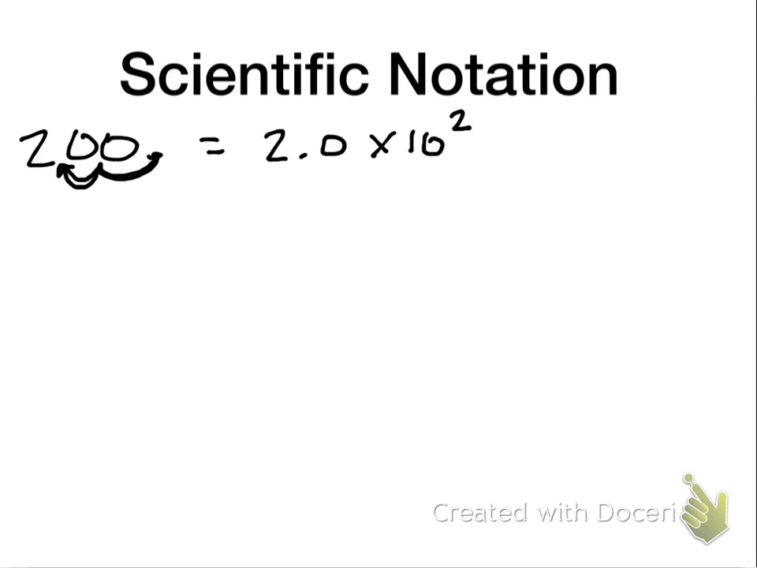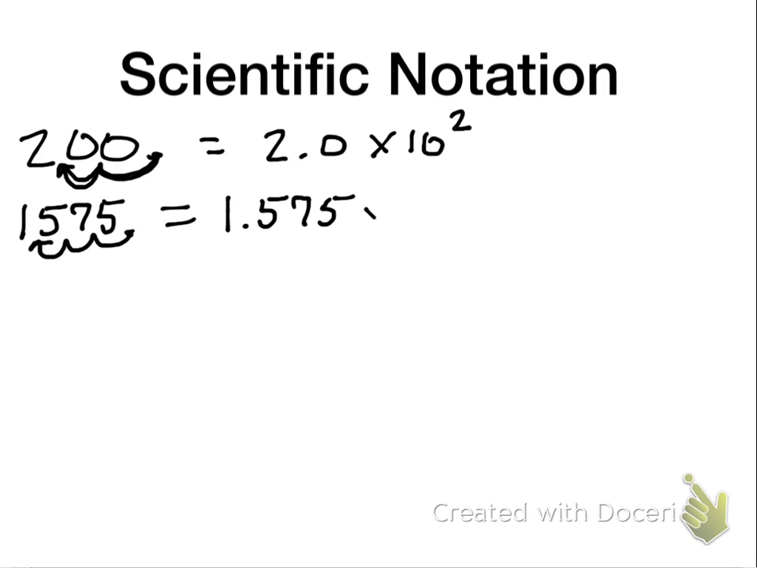Let's do another. If we had 1,575, our decimal is after the 5. And so we know that we need to be moving the decimal between the numbers 1 and 5 because those are the numbers that are in between 1 and 10. So our decimal would be 1.575. Then we'd multiply it times 10, and then we would count the number of movements of the decimal, 1, 2, 3. And so we would raise it to the third power.